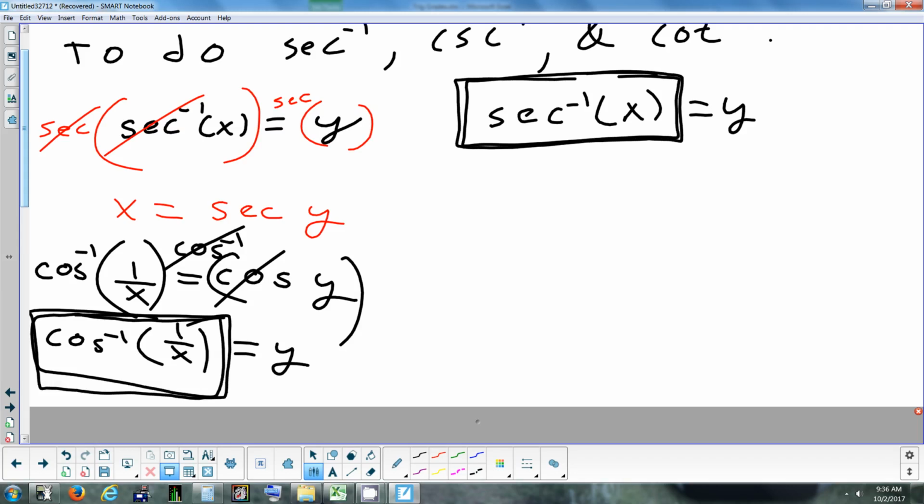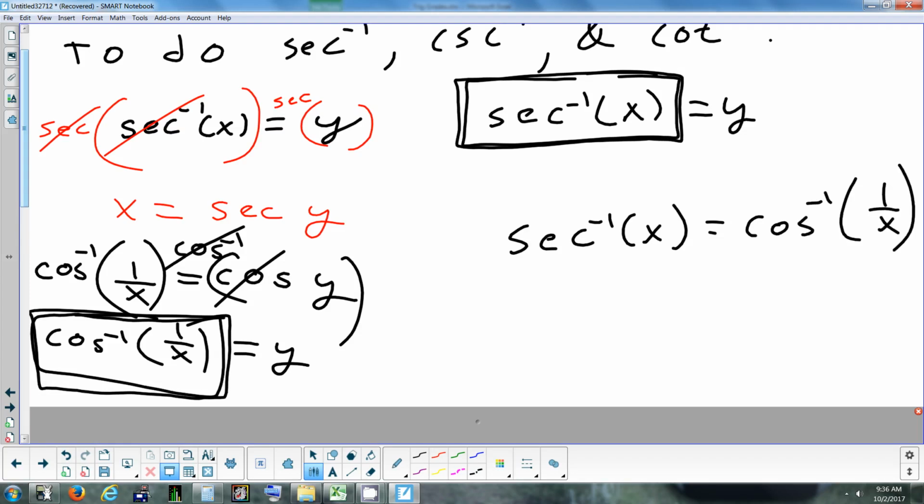So if you want to know what the inverse secant of x is, you type it in this way. That's how you type it in. So you use inverse cosine, but you have to flip the number that's inside. It's kind of like what we did last week, but it's a little different. You just flip what's inside. How about, that's secant. Let's do this one.